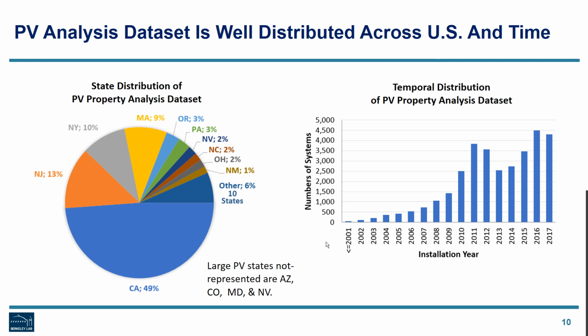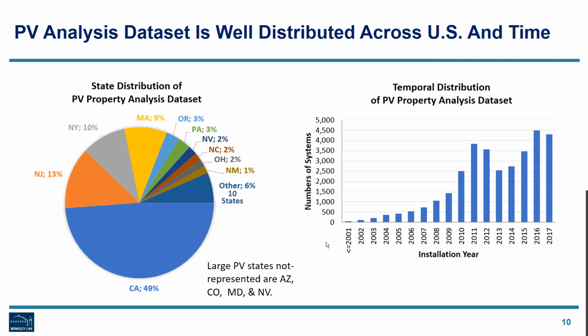Now, there are some large states that ideally we could have and would have included in this analysis if we could. They don't supply us with addresses, or they don't supply us with any data at all. And those states are Arizona, Colorado, Maryland, and Nevada.